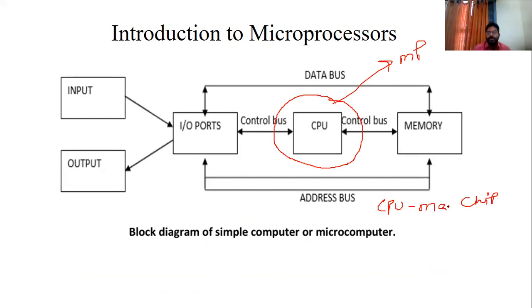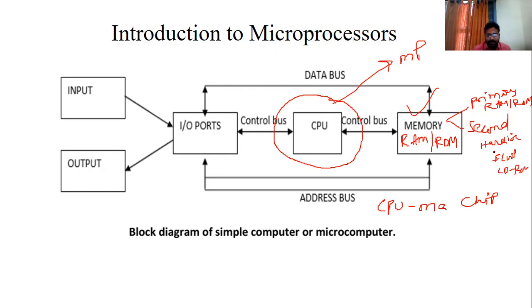Remember, mainly you are concentrating on the microprocessor. But for our microprocessor to work efficiently, we require memory. What are the different types of memory? RAM and ROM. There are two types of memories, primary and secondary. RAM and ROM are the primary memories. Hard disk, floppy and CD-ROM are the secondary memories.